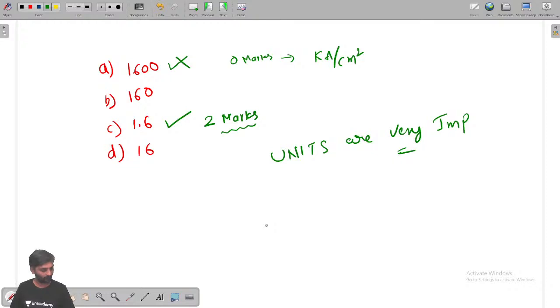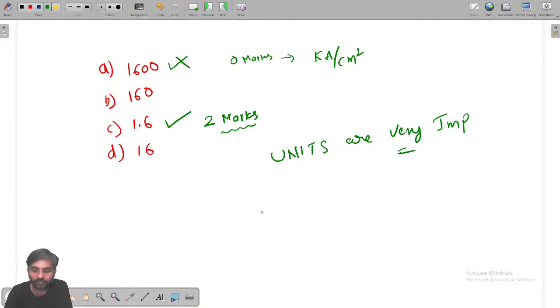Units are very important. Okay, Krishnaveni. Units are always important, so be careful while you are solving the problem. That's what EDC is. It looks very simple, but small things matter. Clear?